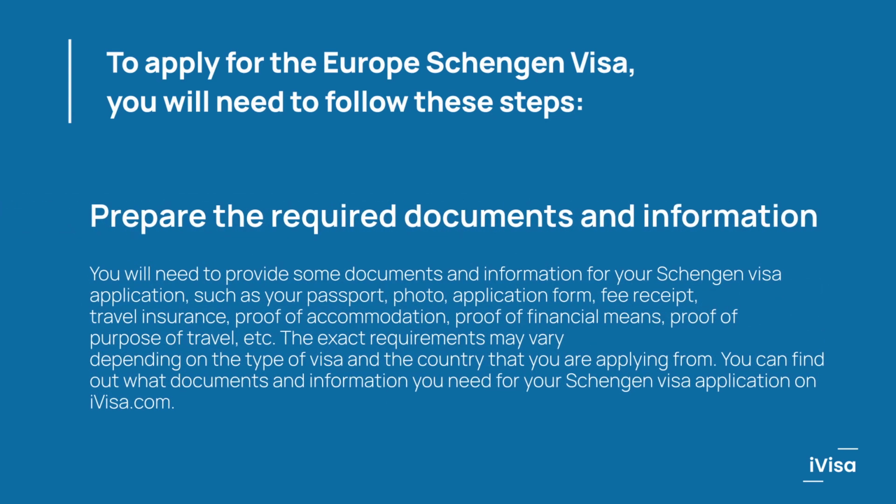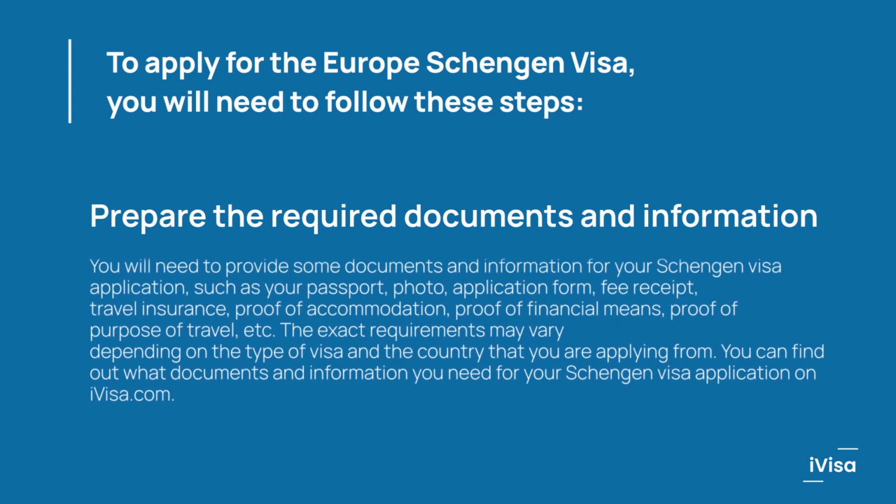Prepare the required documents and information. You'll need to provide some documents and information for your Schengen visa application, such as your passport, photo, application form, fee receipt, travel insurance, proof of accommodation, proof of financial means, proof of purpose of travel, etc. The exact requirements may vary depending on the type of visa and the country that you are applying from. You can find out what documents and information you need for your Schengen visa application at iVisa.com.